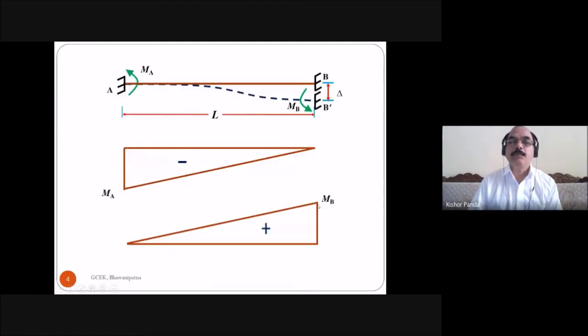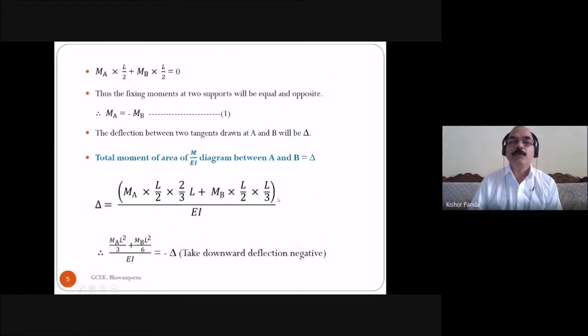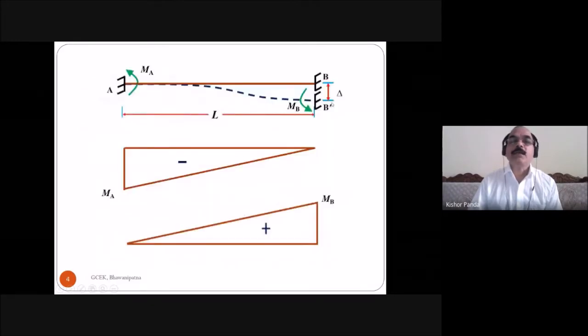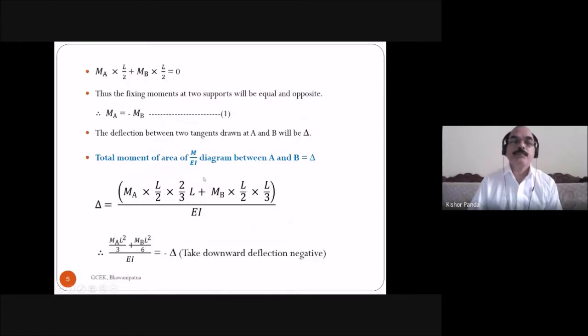Plus, what is the moment of this area about the end B? Half MB into L into L by 3. From this side, the centroid distance is L by 3, so MB into L by 2 into L by 3, all divided by EI. So this is the M by EI diagram. The deflection between A and B, what is the intercept here? This is delta, which is equal to the moment of area of the M by EI diagram between A and B.